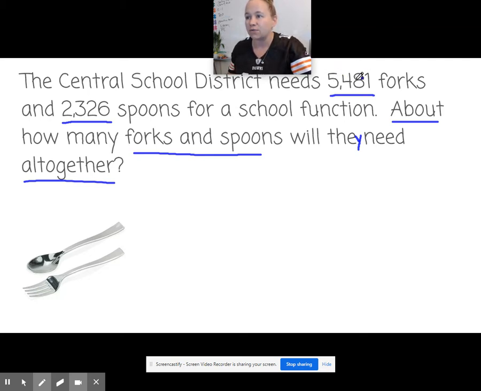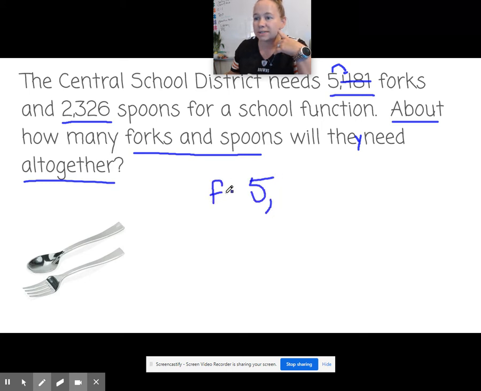So 5,481. Remember, we round, we look to the number to the right. 4 is a small number, so the 5 is going to stay and everything else becomes zeros, which makes sense when you think 5,481. Is it closer to 5,000 or closer to 6,000? If you picture that on a number line, yeah, it's closer to 5,000. So this number would round to 5,000, the number of forks. So you might want to write F equals 5,000.